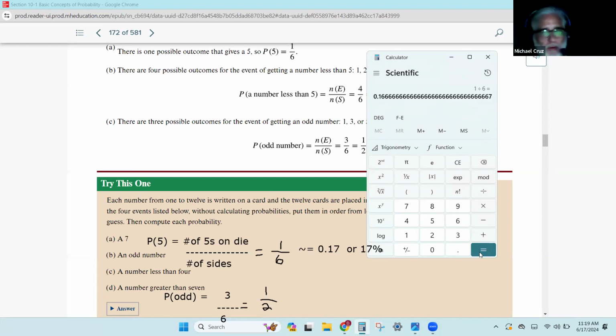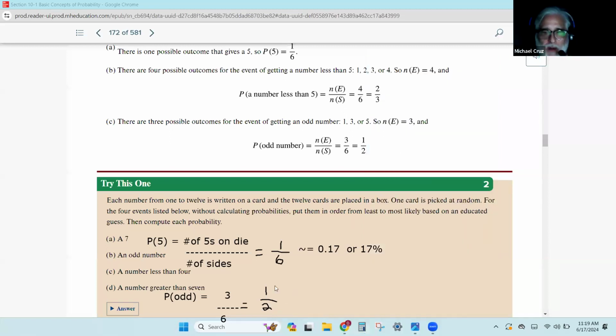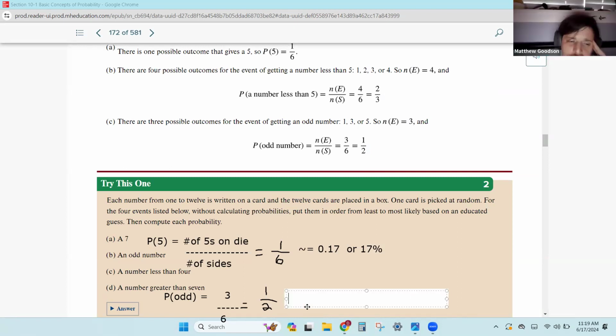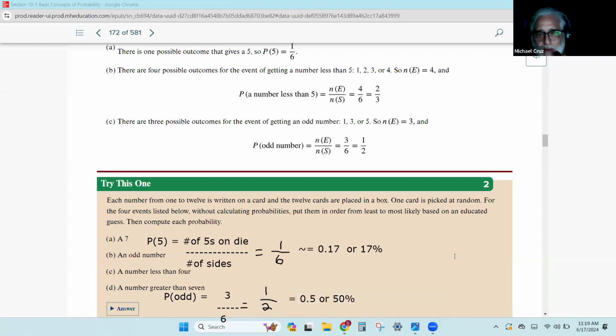So 0.17 or 17%. And of course, it's rounded off to the second decimal place. Now, 1/2, that is your 50/50, because with the coin, there's only 2 sides. It's going to come out to one or the other. So 1/2 is 0.5 or 50%.